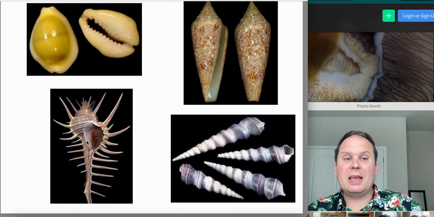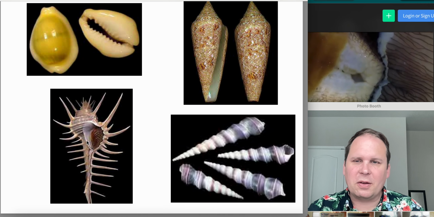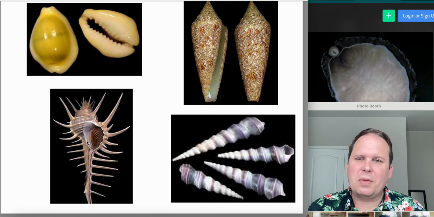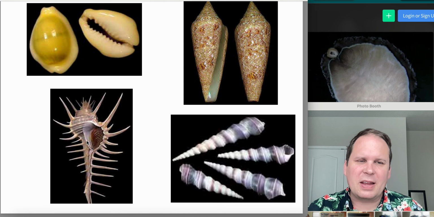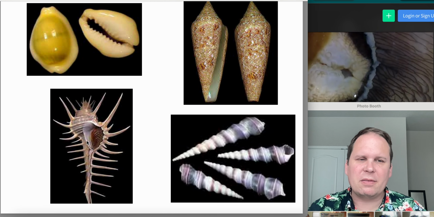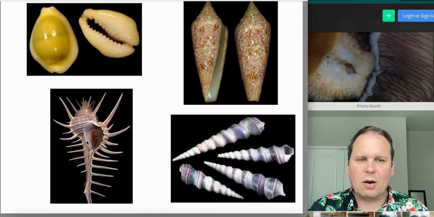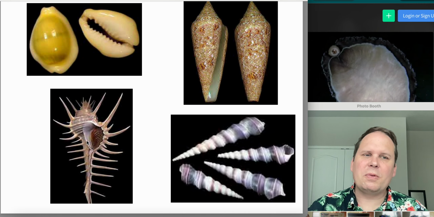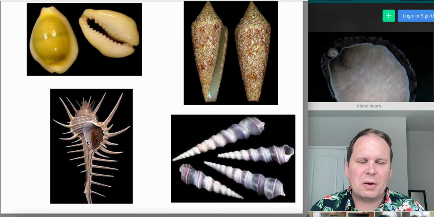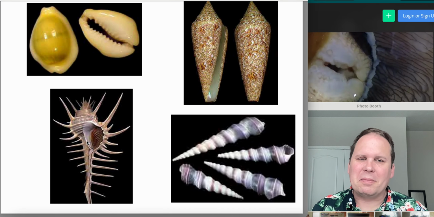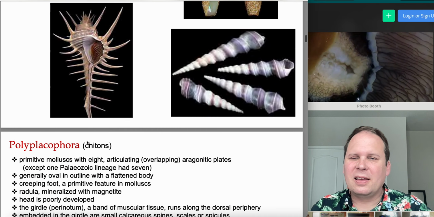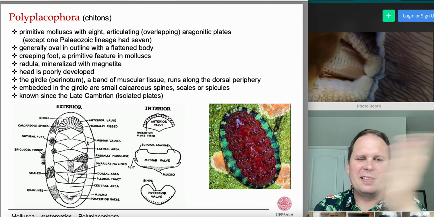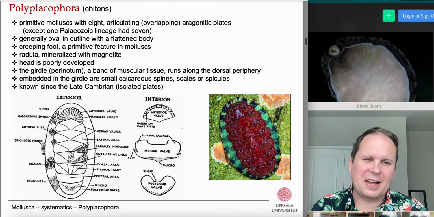But that can be pulled in so as to close the aperture, so that the animal has a little bit more protection if there's something dangerous around. So, operculum. The same word we use with the little covering on bryozoa. Operculum. There you go. All right, so, done with gastropods for now.